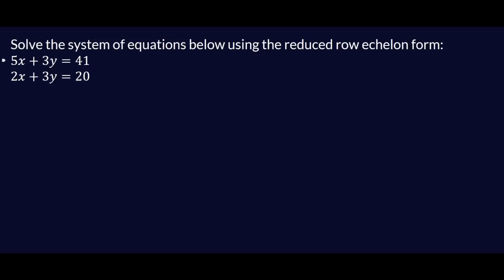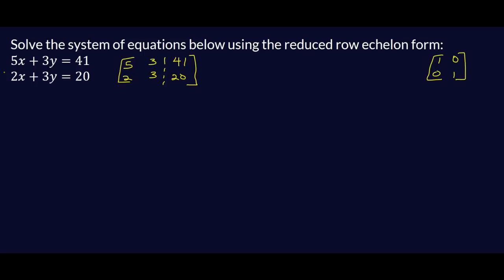We have to solve the system of equations below using the reduced row echelon form. So we have 5x plus 3y equal to 41, and 2x plus 3y equal to 20. The first thing we're going to do is create an augmented matrix. Our augmented matrix looks like this: we take 5 and 3, then 2 and 3, then we have our vertical line, and then we have 41 here and 20 here. So this is our augmented matrix, and we need to remember what we're going for: 1, 1, 0, 0.